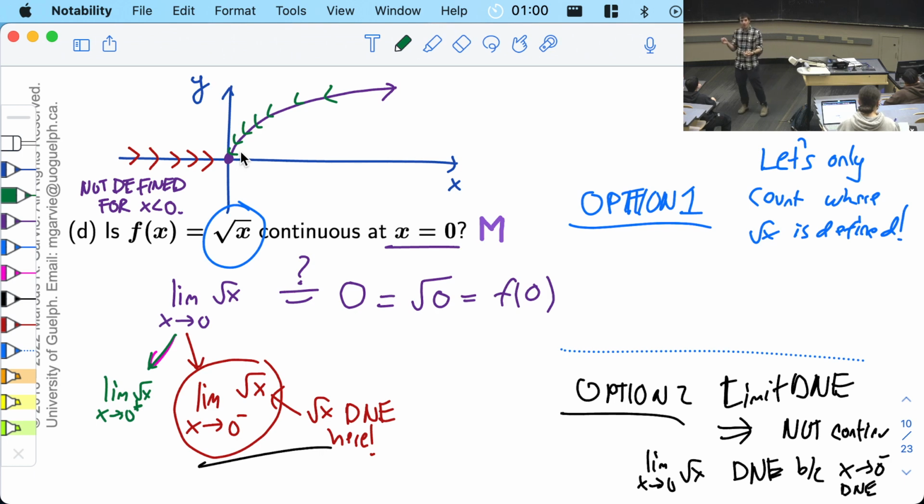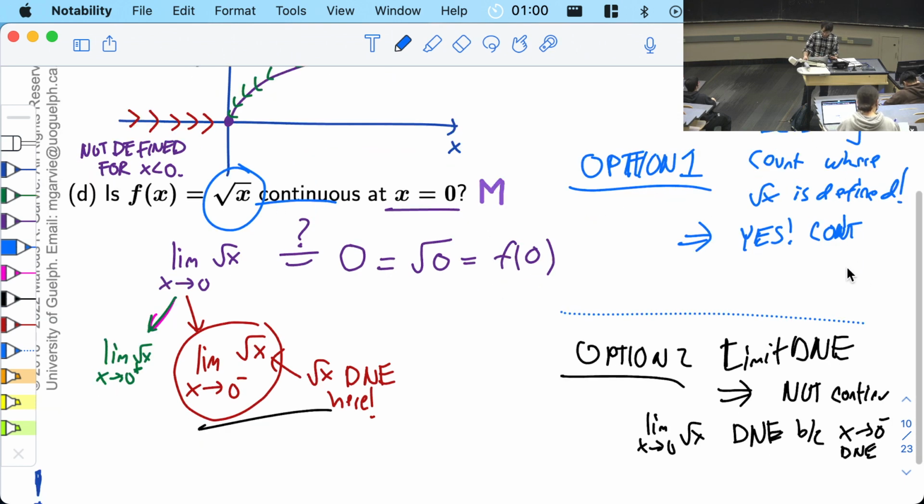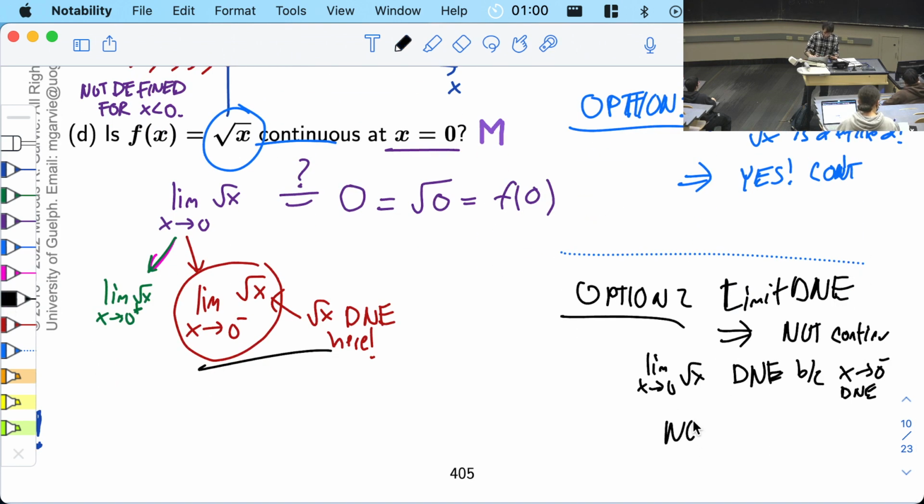And another point in favor of option 1 is that the idea of can you draw it without taking your pen off the page is perfectly fine. You can definitely draw this function without taking your pen off the page. So you would come to the conclusion, it is continuous. If you're an option 1 person, you say, is it continuous? Yes. And if you're option 2, you say no, not continuous. I'm writing CONT for shorthand for continuous.